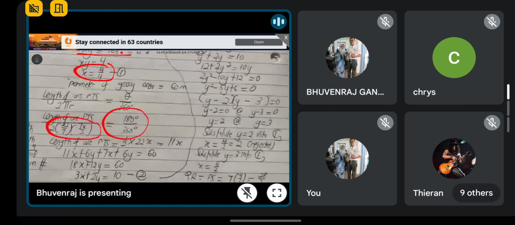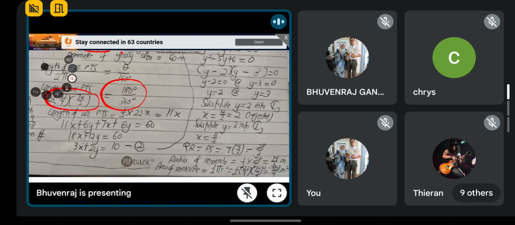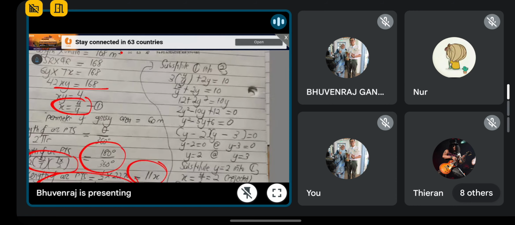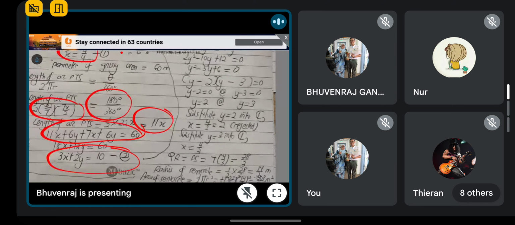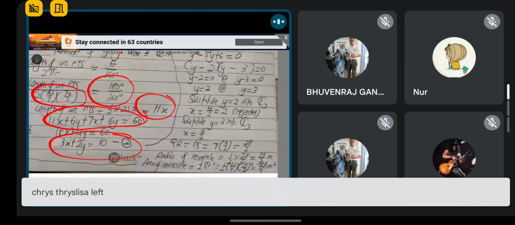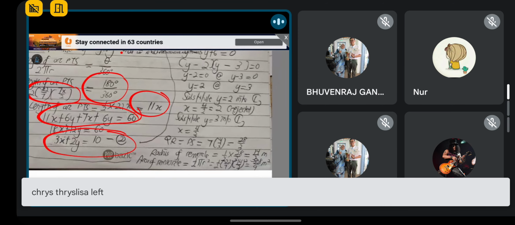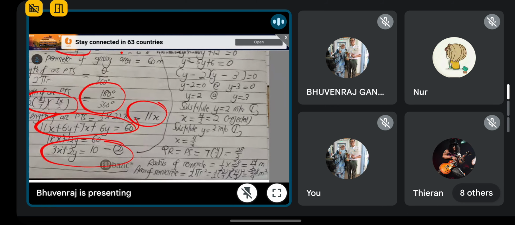And then you can actually find out length of arc. Kamu akan dapat 11x, you will get 11x in meter. Lepas tu kamu tambah semua nilai bagi dia sama dengan 60. And then you simplify, permudahkan. You will get like this. Nanti kamu gantikan yang pertama tu dalam yang kedua. Substitute the x term inside the x term in the second equation. Sebutan x dalam persamaan kedua.